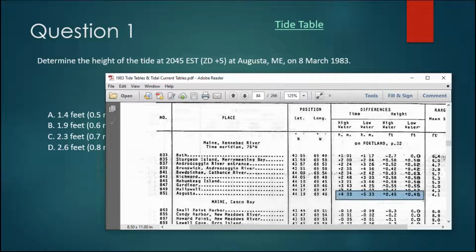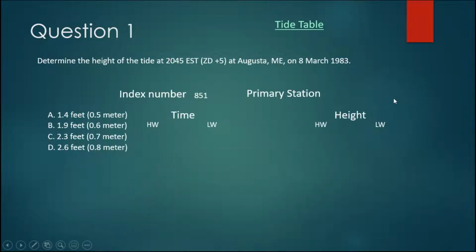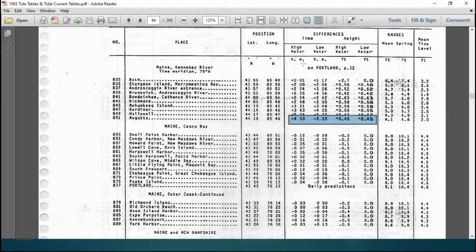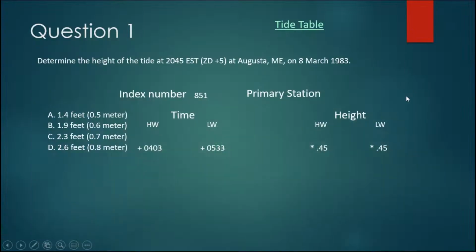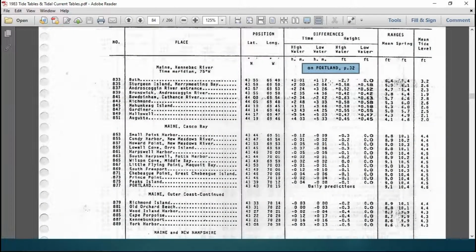Here are our corrections. And if you notice, the height has an asterisk beside it, and not a plus or minus. That means you multiply that 0.45 by the primary station. So let's put our corrections down, and we'll go back, and we see that this is on Portland, which starts on page 32. Let's put that on our scratch paper, and let's go back and find Portland in our primary tables, which happens to be on page 23 of the PDF.